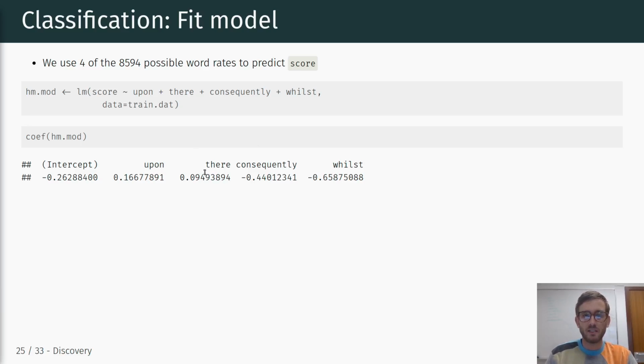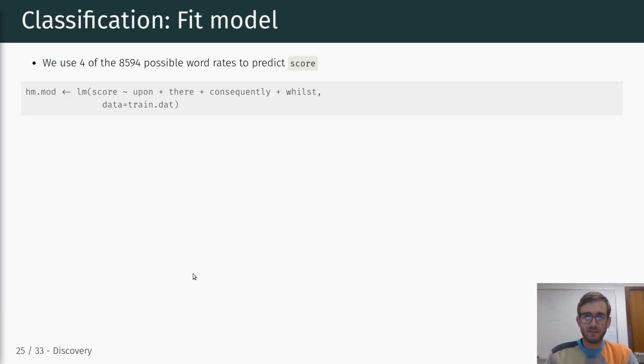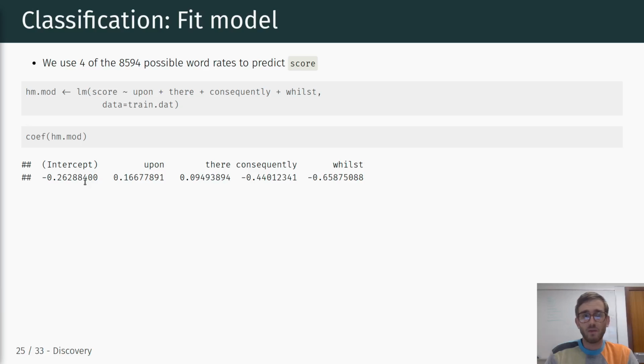Right. So remember, when we set up this data frame, we defined the score to be equal to 1 if the authorship was Hamilton, and -1 if the authorship was Madison, right? So every positive coefficient for upon, there, consequently, and whilst means that the higher the rate of each of these terms, the higher the score, which means the more likely this document was authored by Hamilton as opposed to Madison.